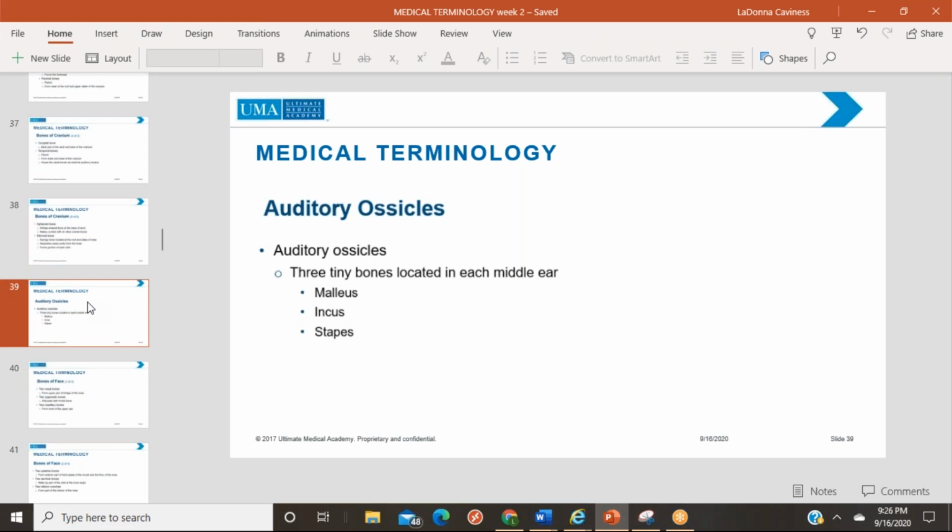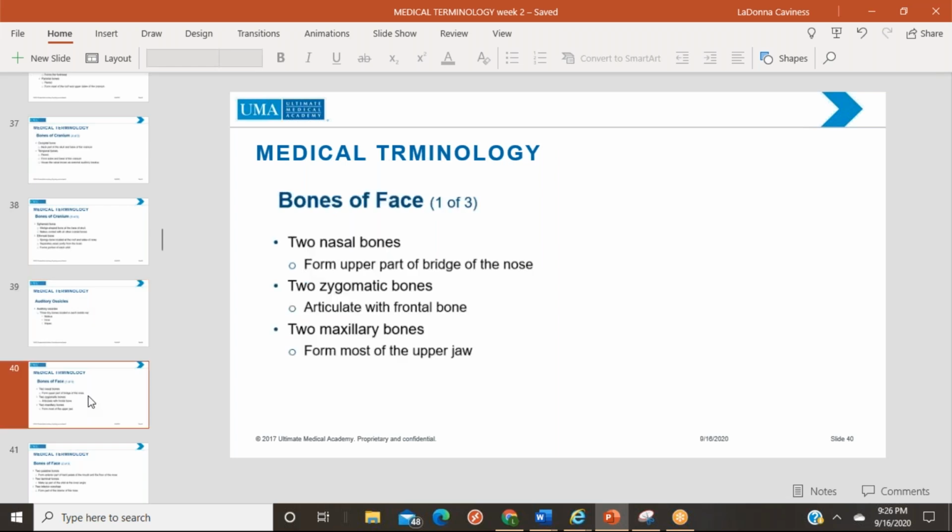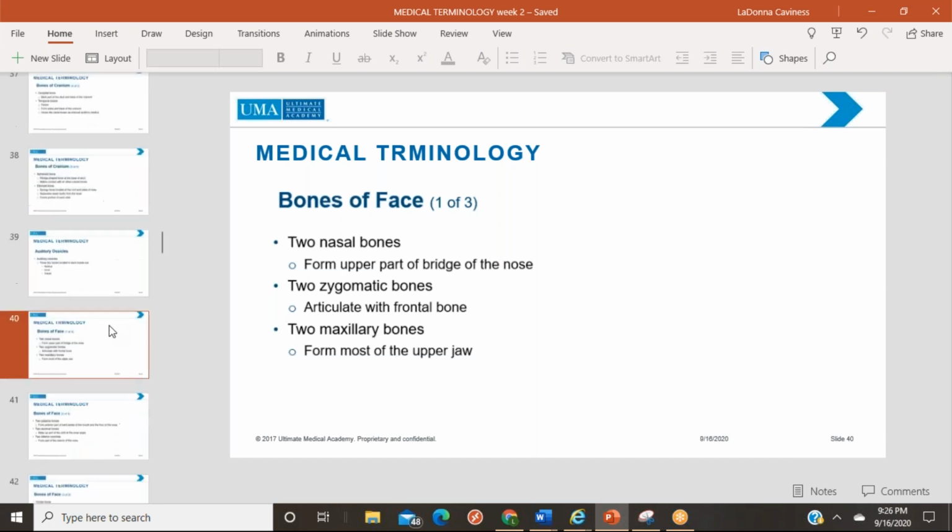Auditory ossicles, three tiny bones located in each middle ear: the malleus, the incus, and the stapes. Two nasal bones form part of the bridge of the nose. Two zygomatic bones, they articulate with frontal bones, and two maxillary bones, which form most of the upper jaw.